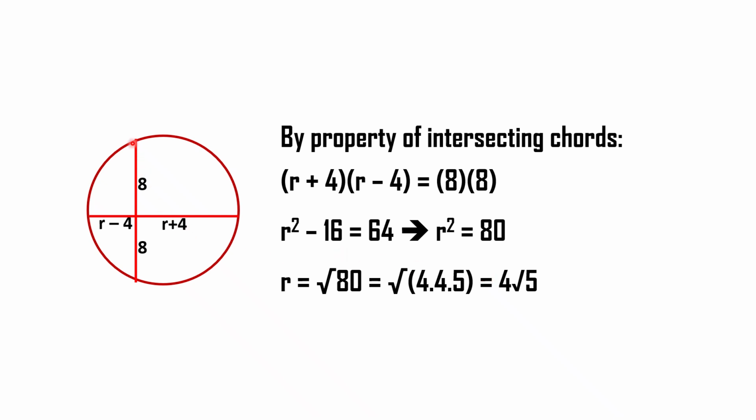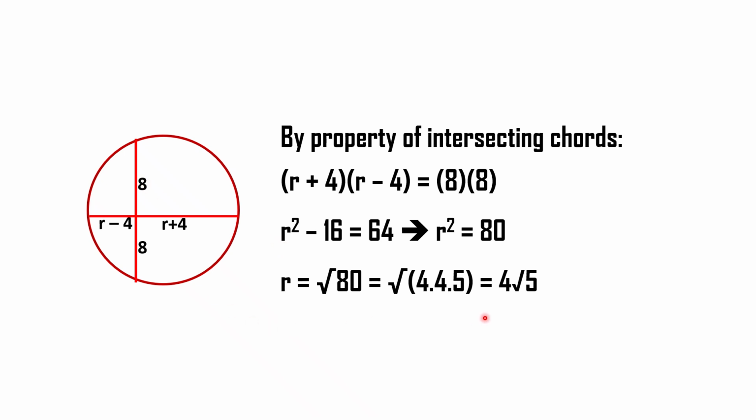Then applying the property of two intersecting chords in a circle, r plus 4 and r minus 4 are the two segments of the horizontal chord, and 8 and 8 are the two segments of the vertical chord. So r plus 4 into r minus 4 is 8 into 8. R square minus 16 is 64. R square is 80 and r is square root of 80, 4 root 5. This is the same answer as we got before. The second method uses the intersecting chord property of the circle instead of the Pythagoras theorem.